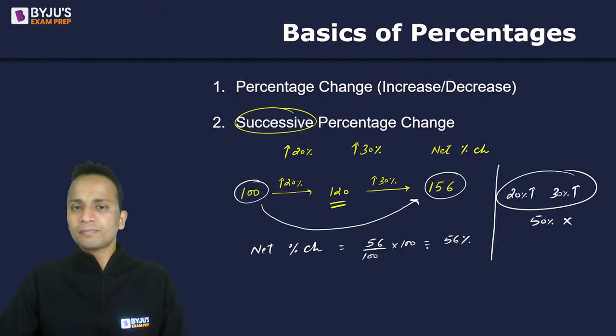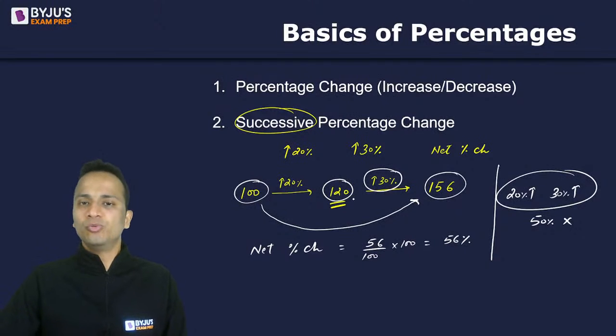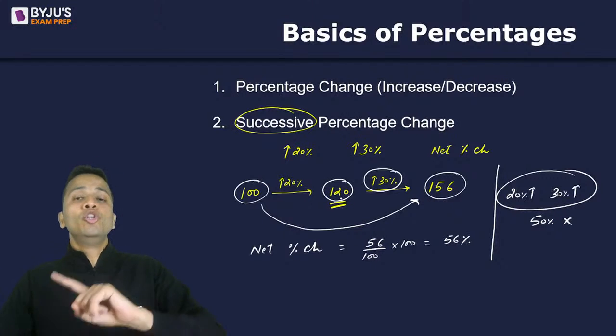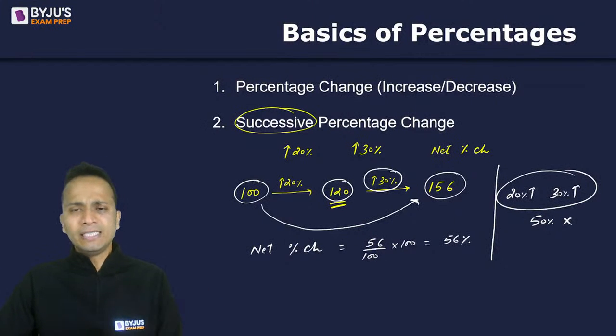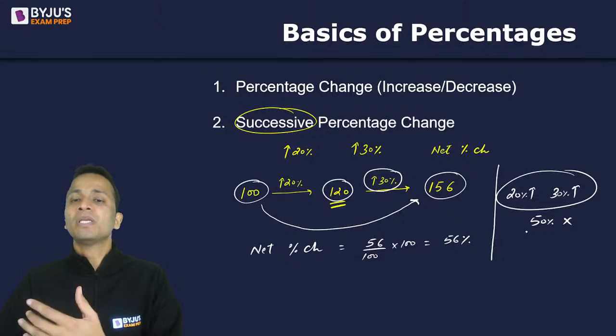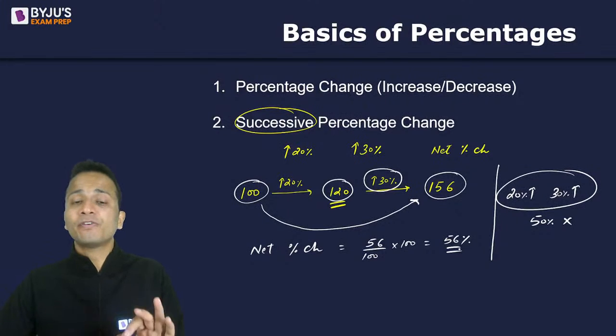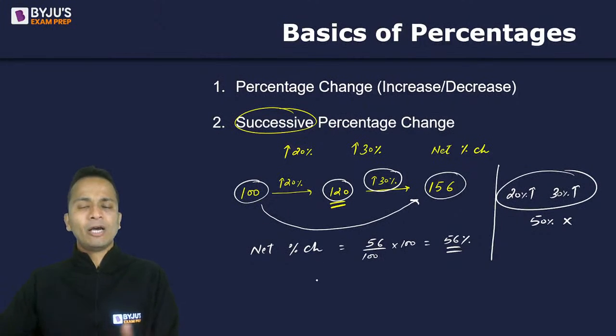अब ये ऐसा क्यों हुआ? The simple reason is the second change happened on the increased value. Okay, the second change happened on the increased value, not on the initial value. And that is why the net percentage change is more than the sum of these percentage changes individually. Okay, this is the only reason of this number being 56 instead of 50. All right. Now you understand what we are trying to calculate here.